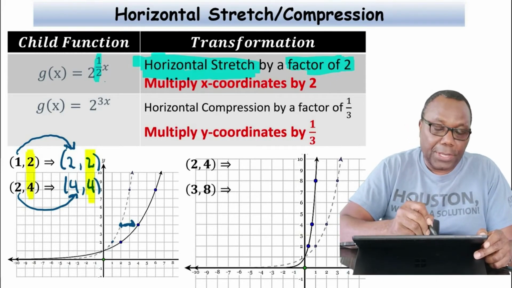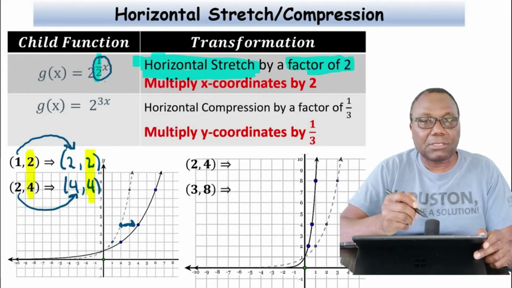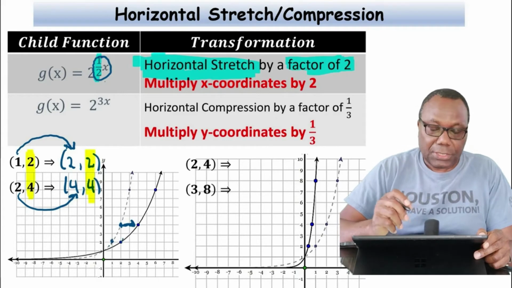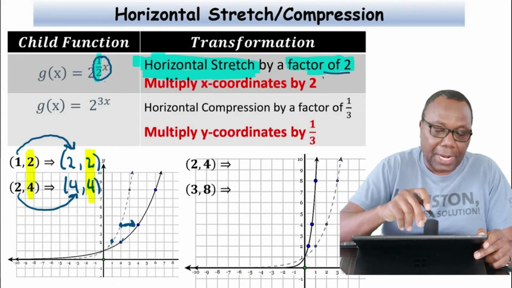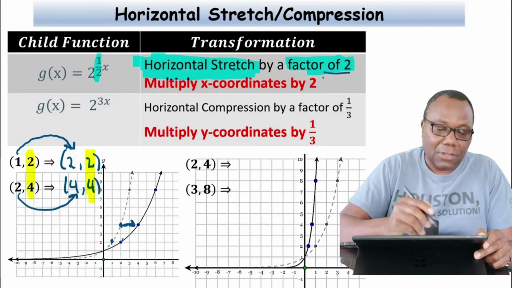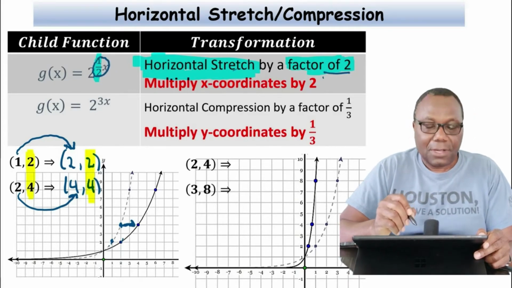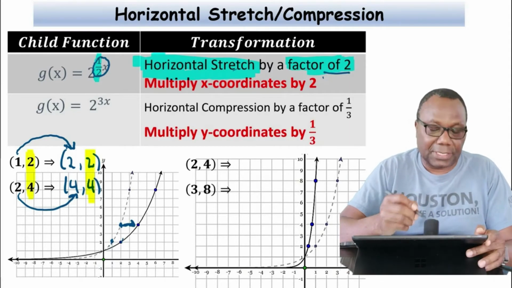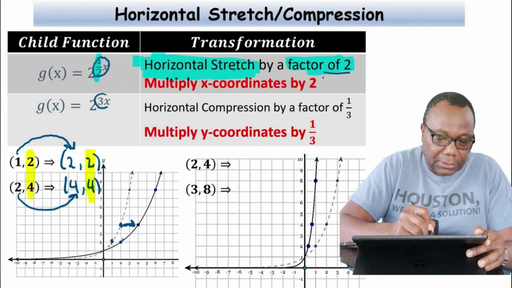However, when you write a factor that goes with the x coordinate, the x value, it's actually a half of it. So horizontal stretch by a factor of 2 shows up as 1/2 x in the exponent. All right, the reverse is true on the other side. This will be a compression by 1/3.